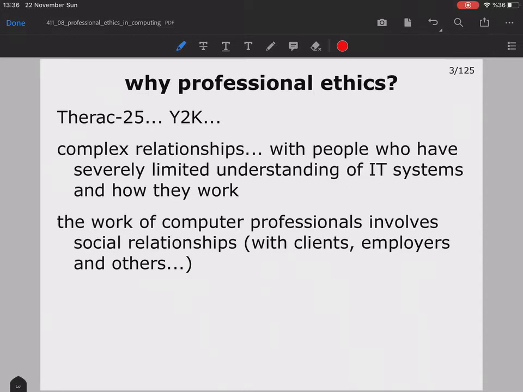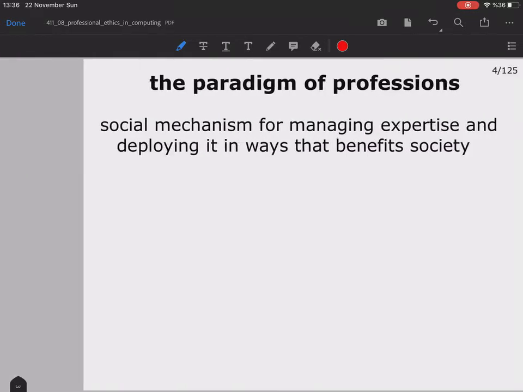This is a fact. Although most of our time as students is spent with computers, in fact it involves a lot of social interactions in the real world. Usually this is realized with the clients, employers, and other stakeholders as well.